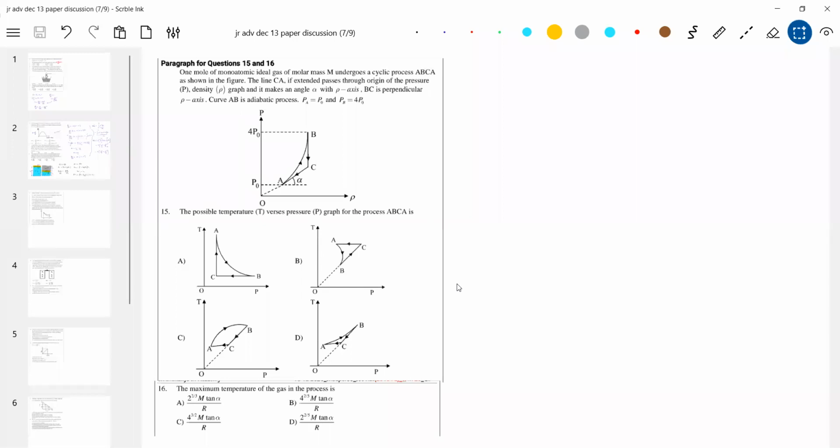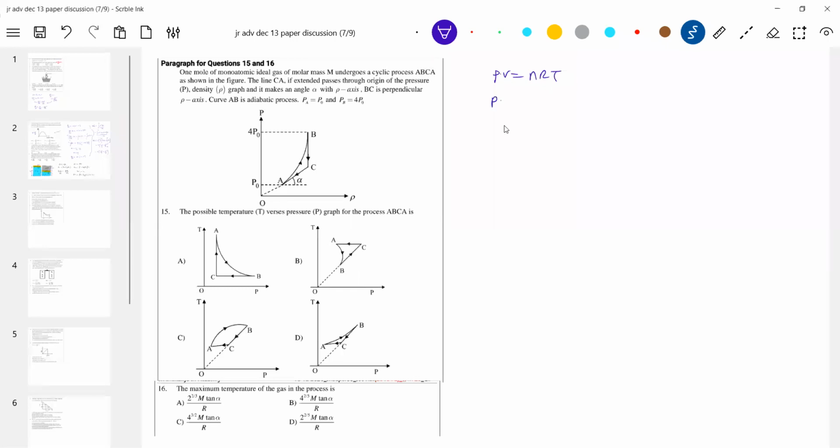Process AC. Shall we put the pressure versus density graph? Pressure versus density graph. So let me proceed like this here. We know PV equal to nRT. Isothermal process. Okay.